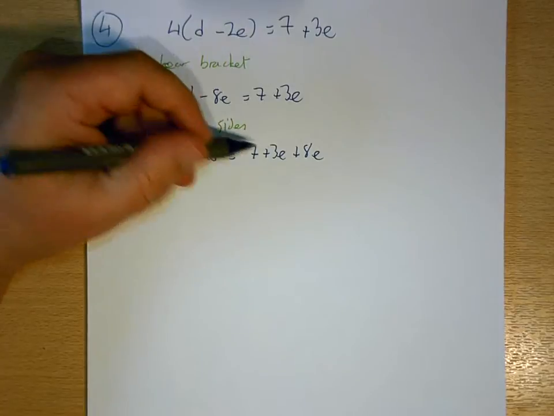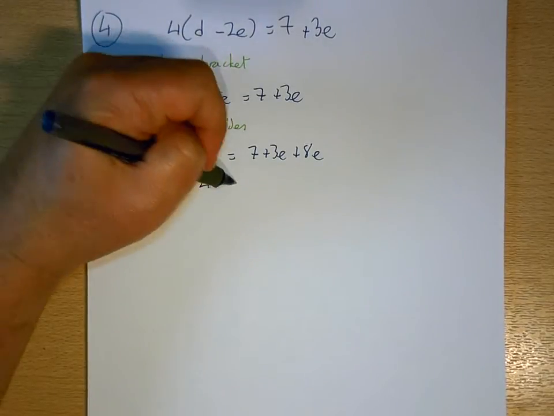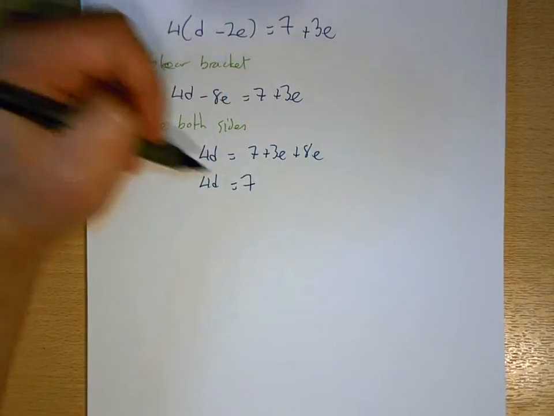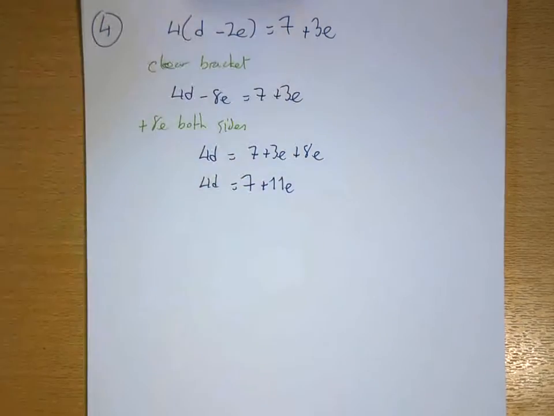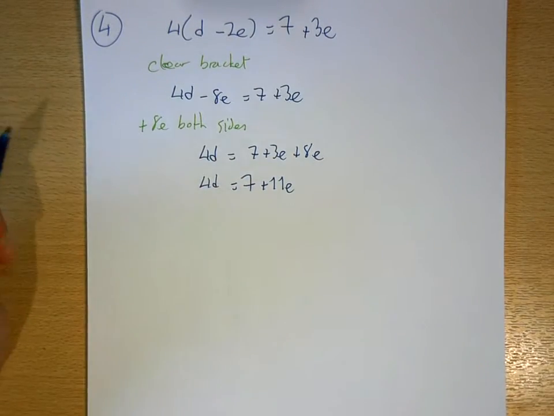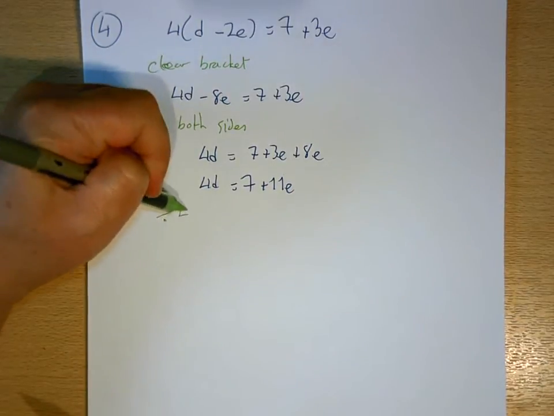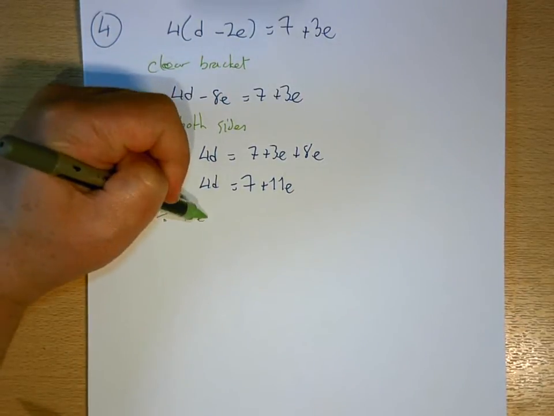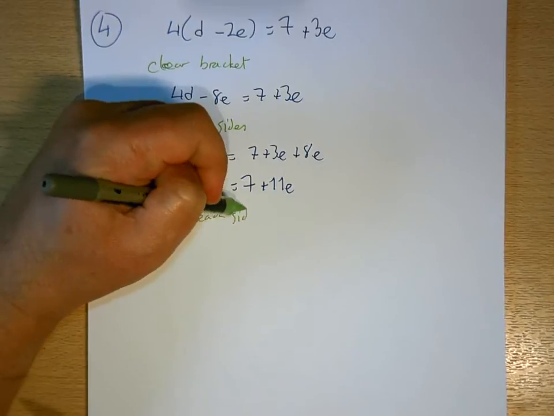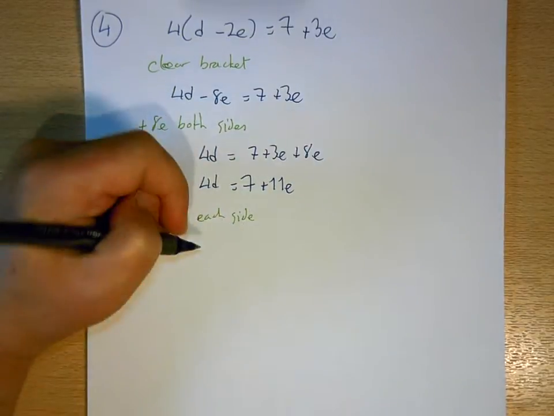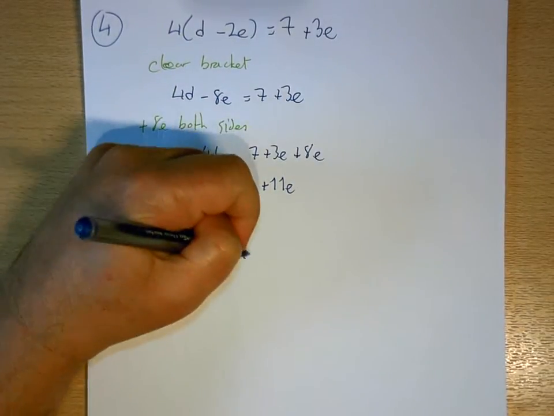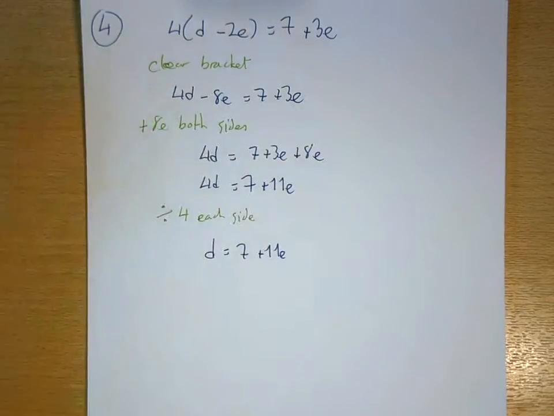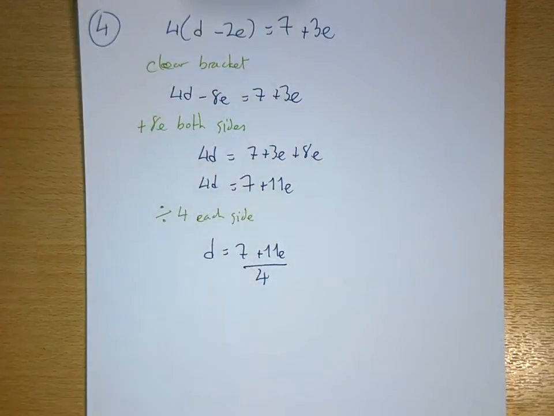I can simplify that. 3e and 8e is 11e. The 4 and the d are joined by a multiply, so I now divide by 4 each side to get the d on its own, equals 7 plus 11e all over 4.